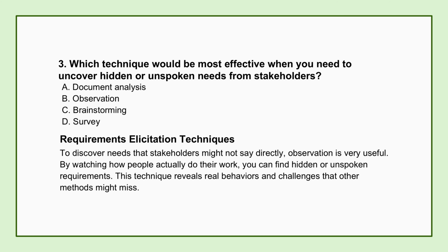Okay. Moving to question 3. This was about techniques. How do you uncover needs that stakeholders don't explicitly state? The hidden stuff. The unspoken requirements. Tricky. What technique does the guide suggest? Observation. Yes. Watching people work. The analysis explains that by watching how people actually do their jobs, you can spot needs they might not even realize they have or just don't articulate in, say, an interview.